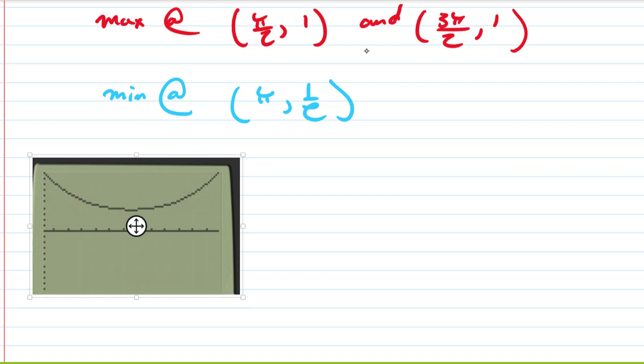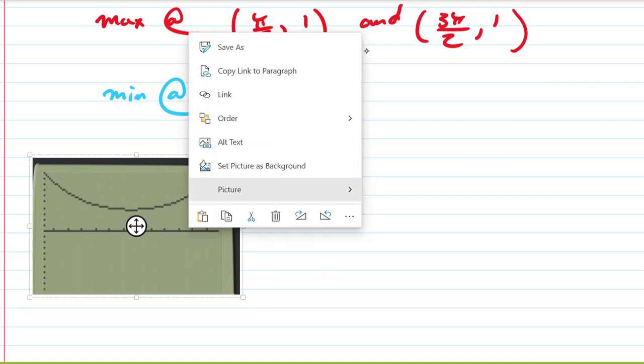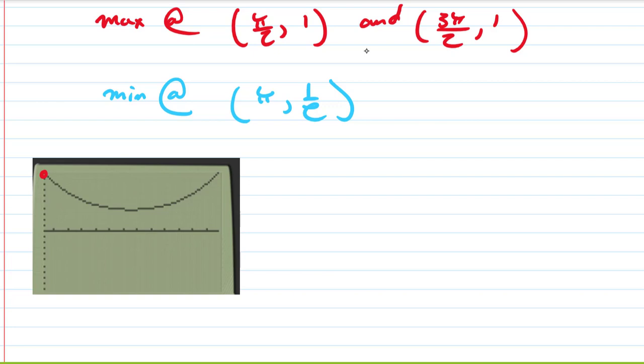So at pi over 2 and 3 pi over 2, we had our max on that interval occurring at our endpoints, and then we had our minimum, which was right here in the middle at pi, so that was our min. So on that closed interval, the extreme value theorem tells us that we're guaranteed to have an absolute max and an absolute min. And we had the absolute maxes at the endpoints, and the absolute minimum was at the critical number in the middle at 1 over e.